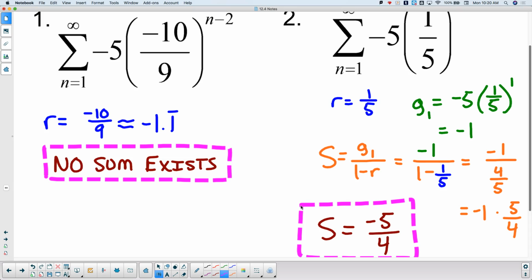Okay. Again, the majority of this math can be done without using a calculator in this section. Okay? The calculator will only slow you down. Okay? All right.